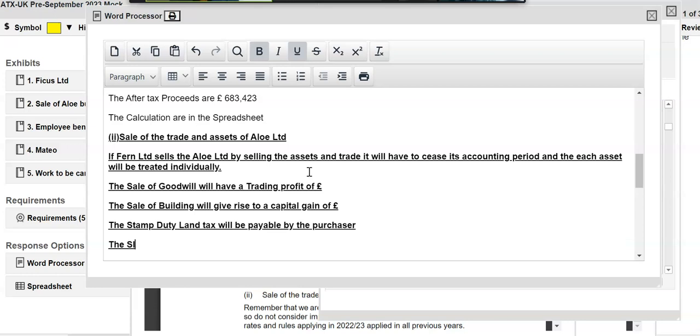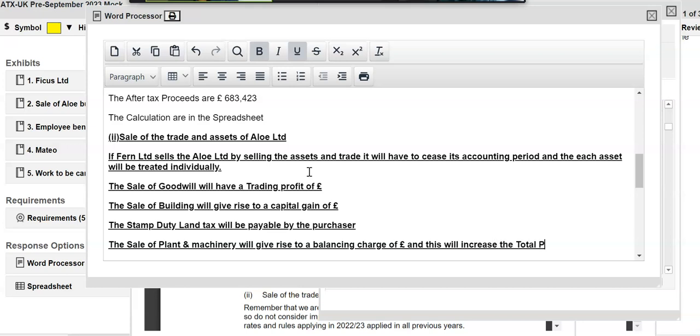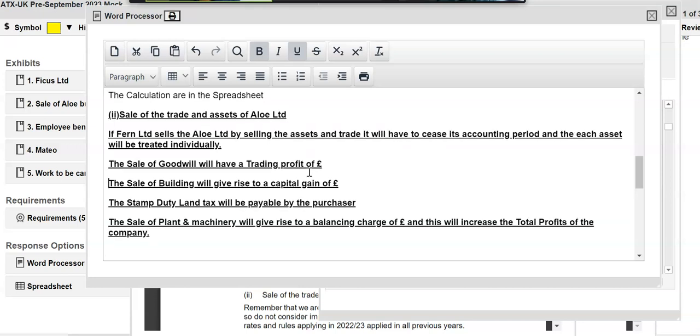The sale of plant and machinery will give rise to a balancing charge of pound, whatever, and this will increase the total profits of the company. Okay, we just forgot to mention one thing here.